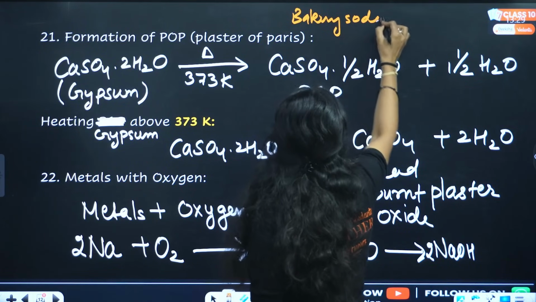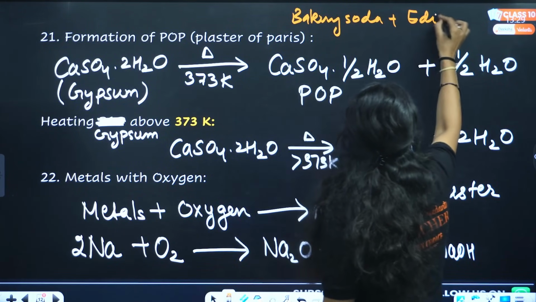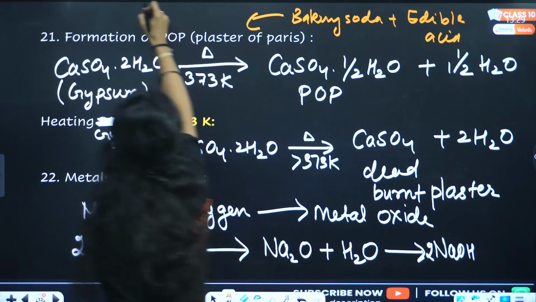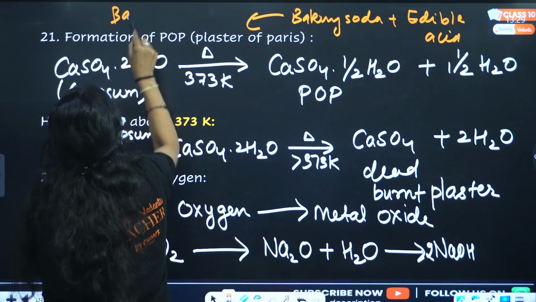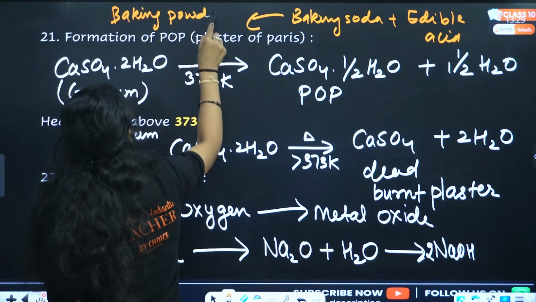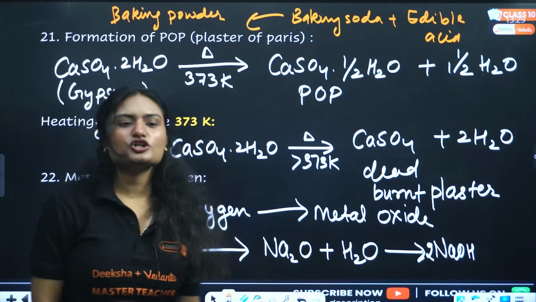Baking soda plus edible acid. That is what? That is baking powder. Next is formation of plaster of Paris.